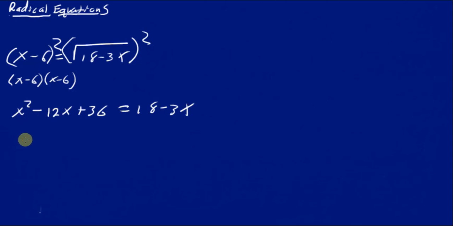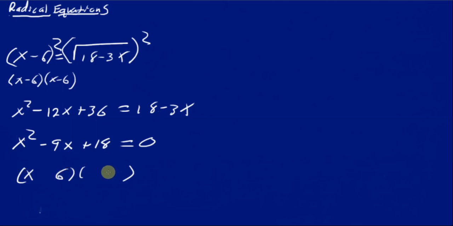So we have our quadratic equation, which means we need to set it equal to 0. So I'm going to add 3x to both sides. So adding a 3x to a negative 12x gives me a minus 9x. And if I subtract 18 from 36, that's going to give me 18. And that is equal to 0. Now I need to look for 2 factors of 18 that add to 9. Well, that would be 6 and 3. And they both have to be negative. So my 2 possible solutions are x is equal to 6 and x is equal to 3.